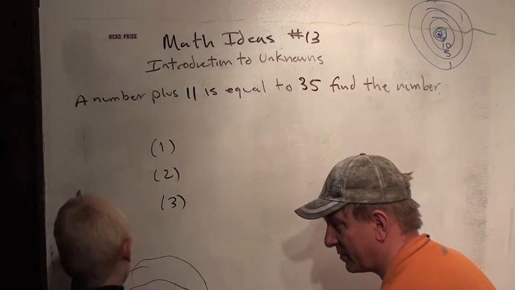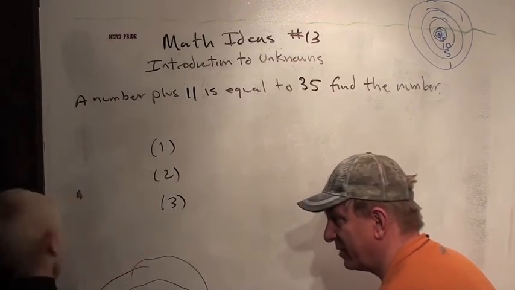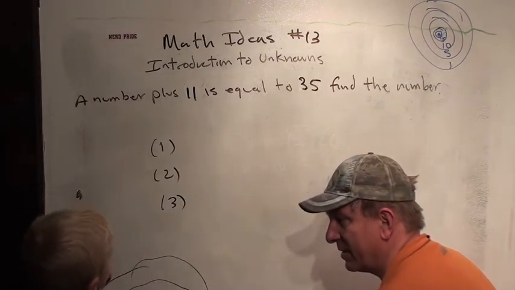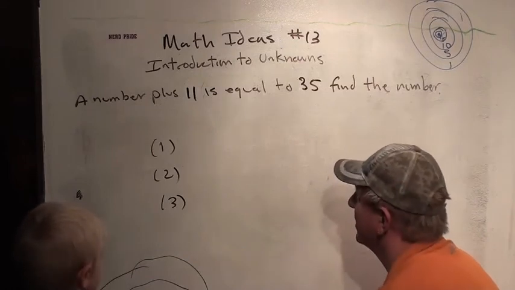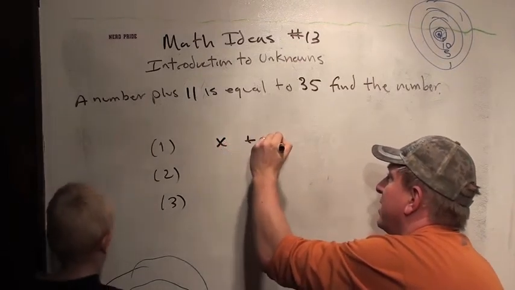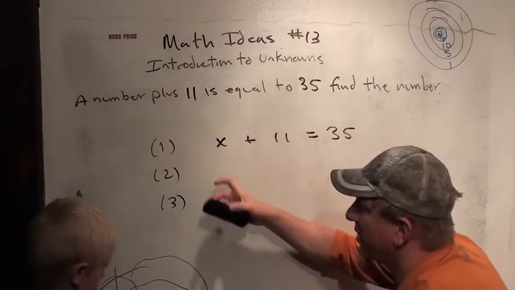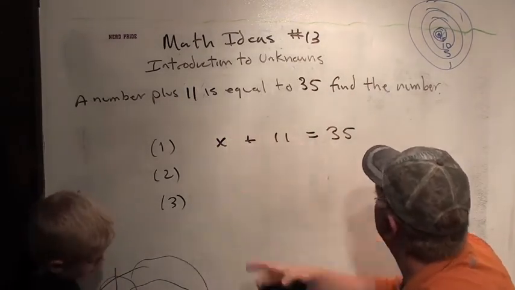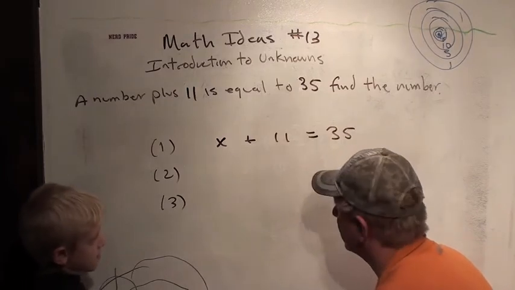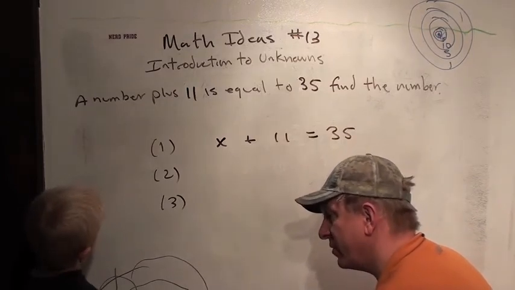What is the number? What's the first thing we do? We write down x plus 11 equals 35. And see, we don't know what the number is, so we just call it x. So we say x plus 11 is equal to 35. So that's step 1. What is step 2?